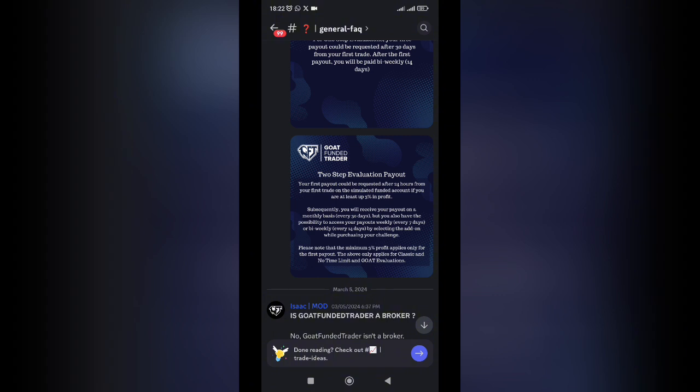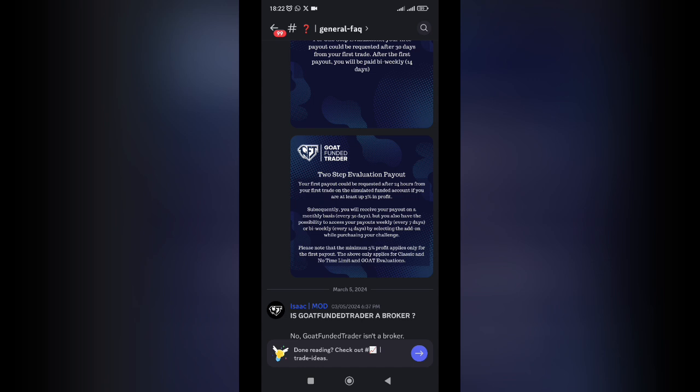This is really, really clear. So if you are not working with a one-step account, you want to work with two-step. One-step account, you can easily pass it, but you have to wait to get your first withdrawal. Two-step account will take some time to pass because it's two steps: you pass phase one, pass phase two. But once you pass your account directly, you can request your withdrawal within 24 hours.